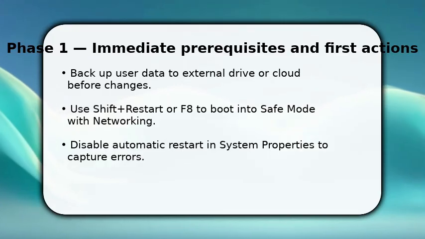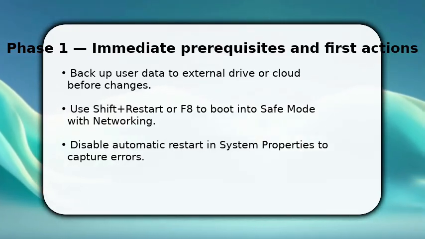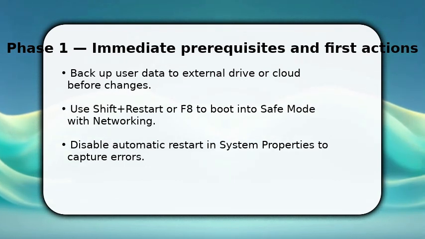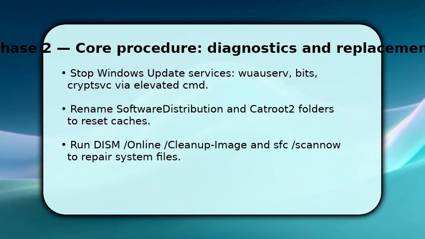While in safe mode, check Event Viewer for Windows Update Client Errors and note the exact error text. This directs the next corrective actions. You now fix the update engine.